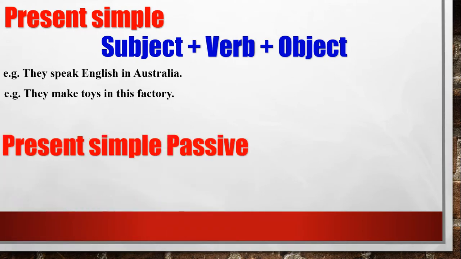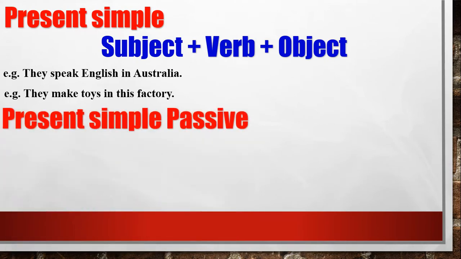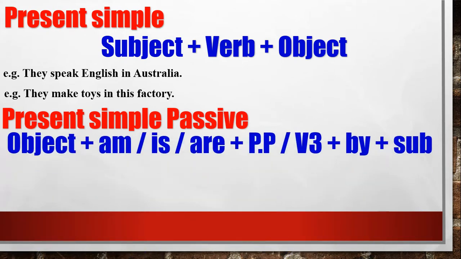Okay, how can we change these sentences to the passive? To change the sentence to the passive, we start the sentence with the object. After the object, we use verb to be in the present. So we use am or is or are. After verb to be, we use the past participle form of the verb. Then we write by and the subject if there is a name.